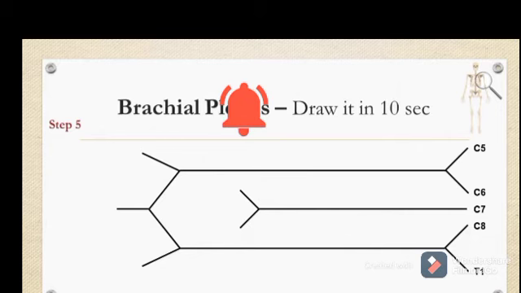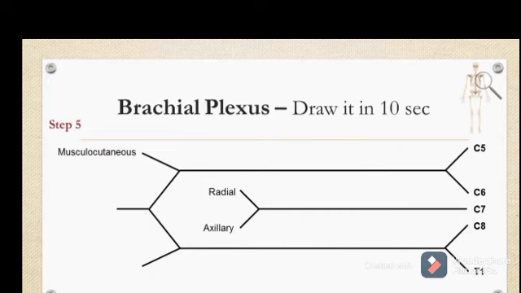Now by this step you've already drawn the terminal branches of the plexus, and you can name them using the previous mnemonic. My aunt recognized my uncle, remember? So musculocutaneous, axillary, radial, median and ulnar nerves.